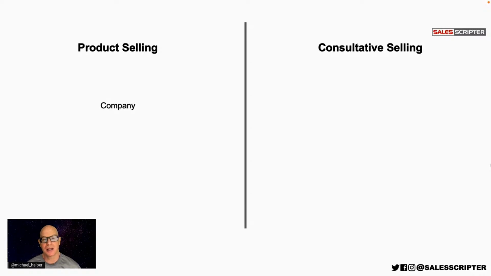The product selling salesperson will primarily talk about, this is the company I work for. This is the product I sell. This is what it does. This is how it helps. Do you need what I sell? And that outline actually aligns with the email examples that I showed you. And that outline can align with a cold call.